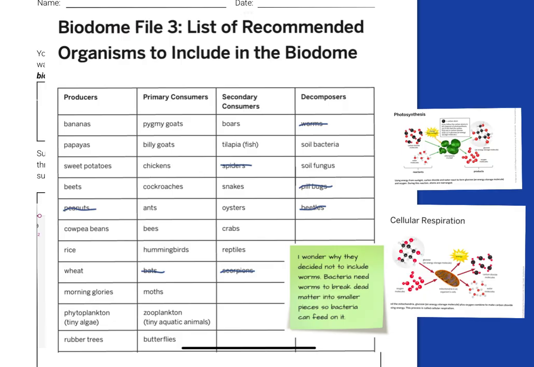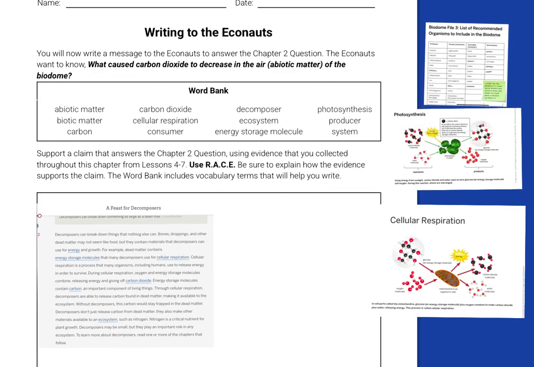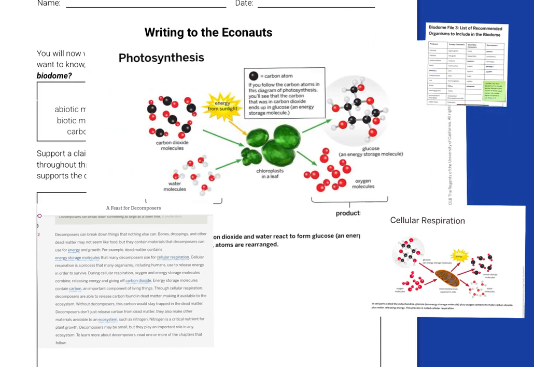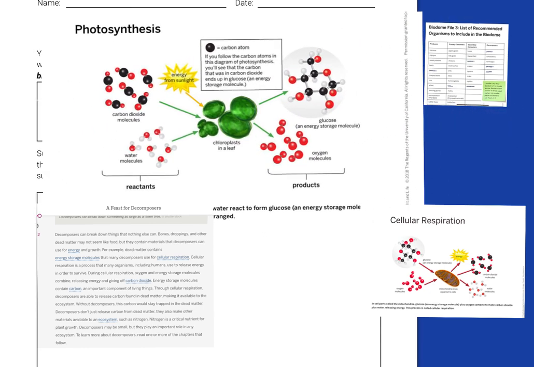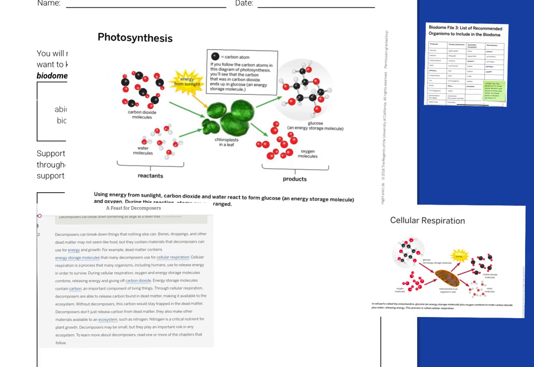Okay, now we have some more evidence. Let me put that over to the side. We also have the process of photosynthesis. This is photosynthesis, and we learned in photosynthesis that energy from the sun, carbon dioxide molecules, and water go into the plant, into the chloroplast, and out comes glucose, which is an energy storage molecule, and out comes oxygen. What could we use from there?